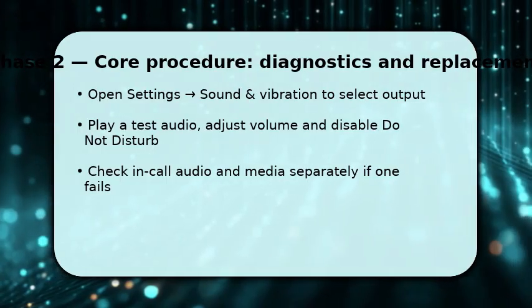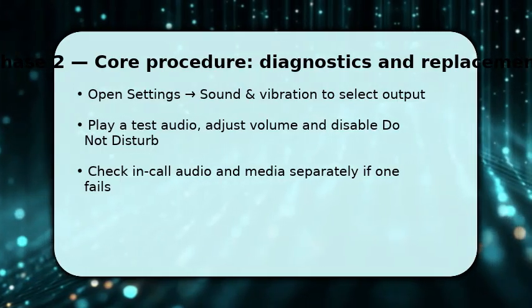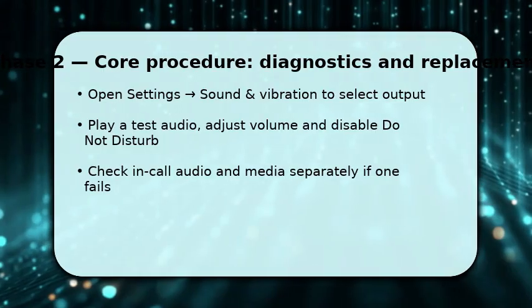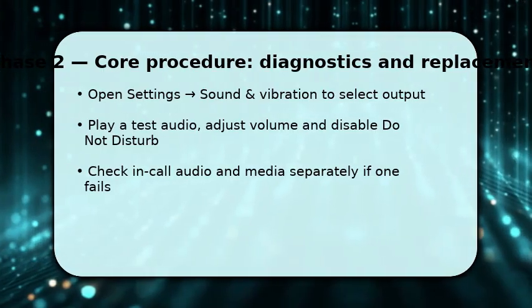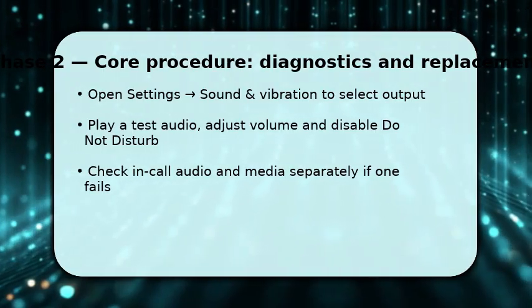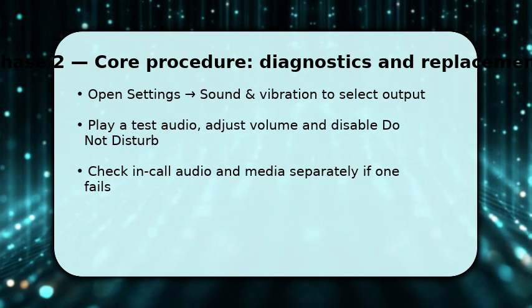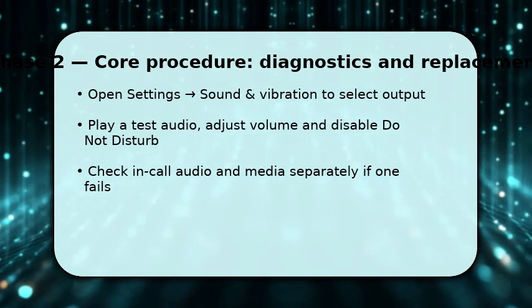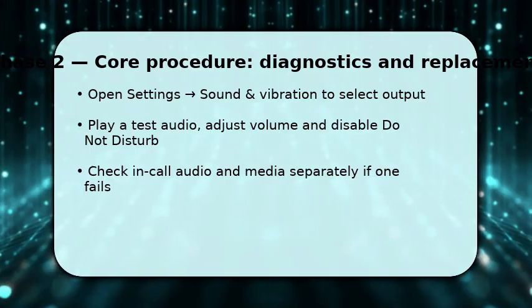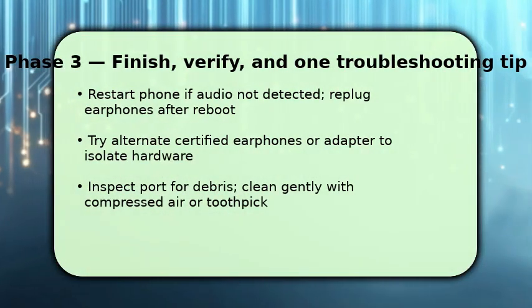For call audio, place a test call and confirm the microphone and earphone channels work. If media plays but calls fail, toggle the phone app's audio settings and restart the app so the system reassigns routing. To finalize, test everything end-to-end: music, video, and a call.